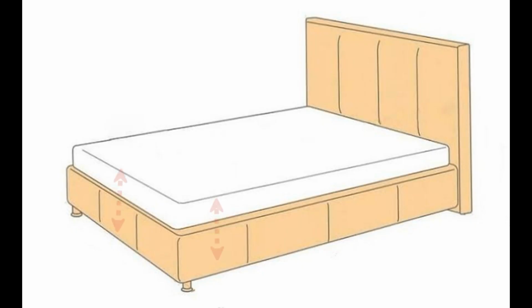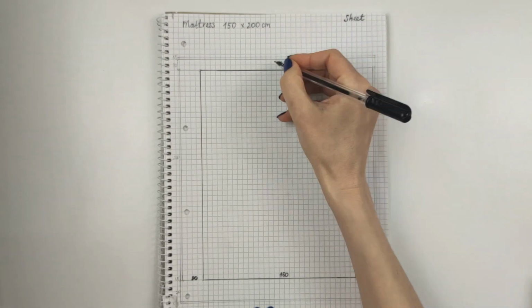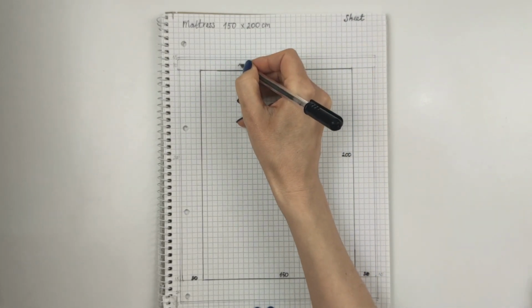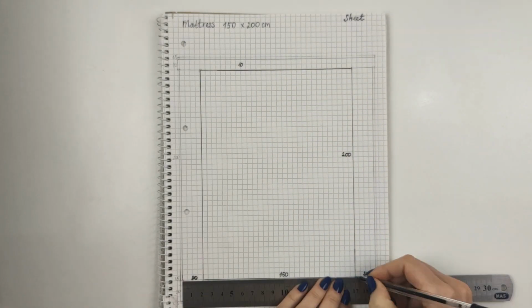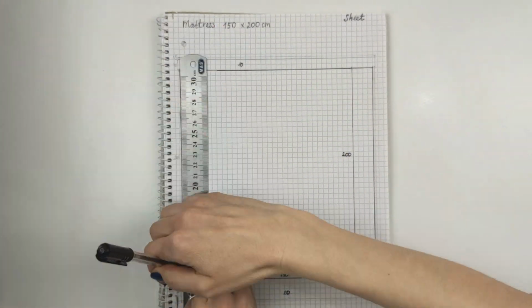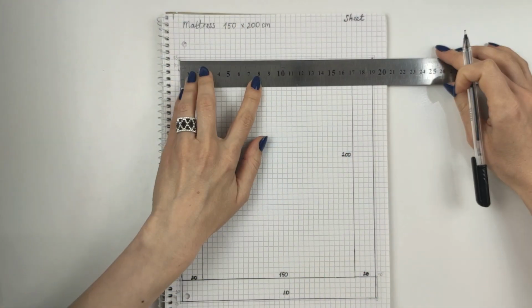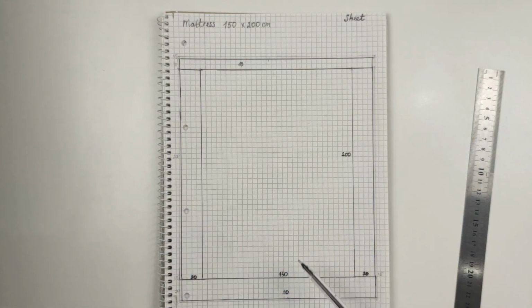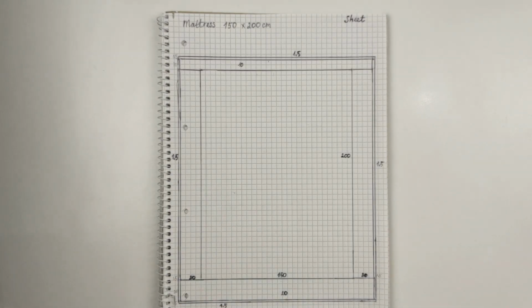Now, to add fabric on the sides, we need to measure the height of the mattress. Also, we need to decide how long a sheet we want. I will add 10 centimeters on top, where the sheet will go under the pillows. On the other 3 sides, I will add 20 centimeters each. At the end, we add 1.5 centimeters seam allowance at all 4 sides.